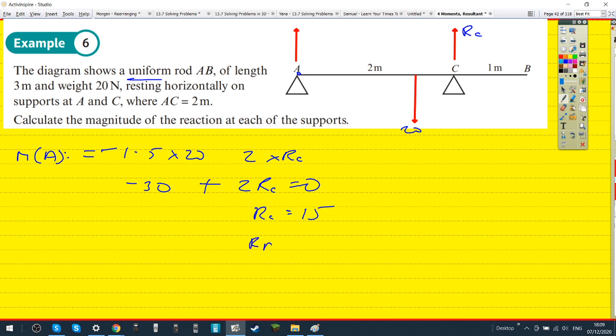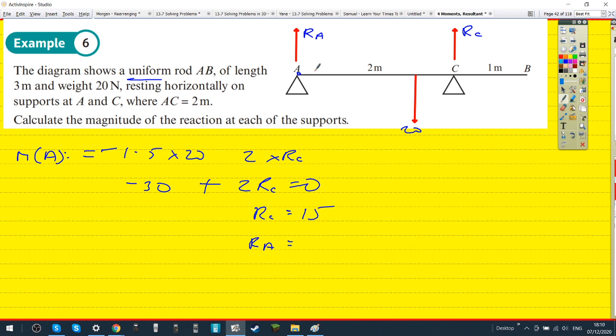Okay, how do we get the reaction at A? How did we get the reaction at C? There was one other force, and that was the reaction at A. The reason why we didn't bother with that is because it would be like the reaction at A times 0, because we're at the point A. And so that would just become 0.